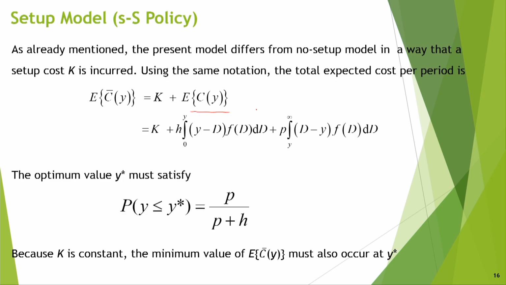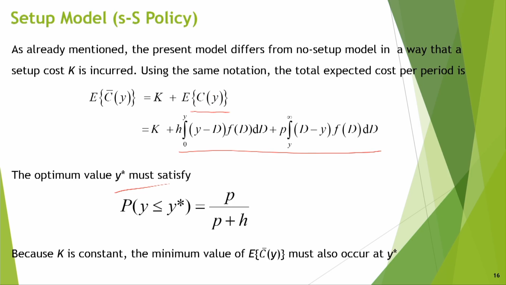The present model differs from the no setup model in that a setup cost is incurred. So, the expressions will be almost the same, but plus K will be added. But plus K is not a function of q, that means it is not a function of y. So, the optimum value of y, here instead of q I have written y, because now again I am following Taha notation. This is from Taha, that one was from different books.